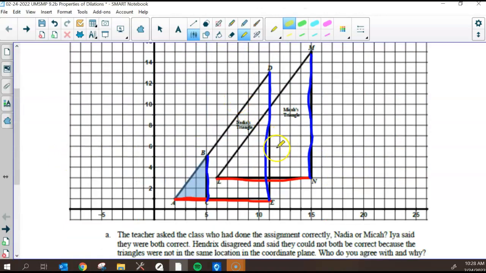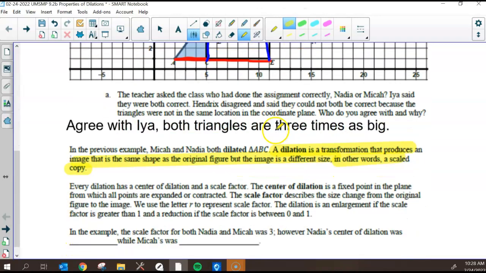So is it a scaled copy? Yeah. Are they in different places? Also true, but they are both scaled copies. So a dilation did occur.